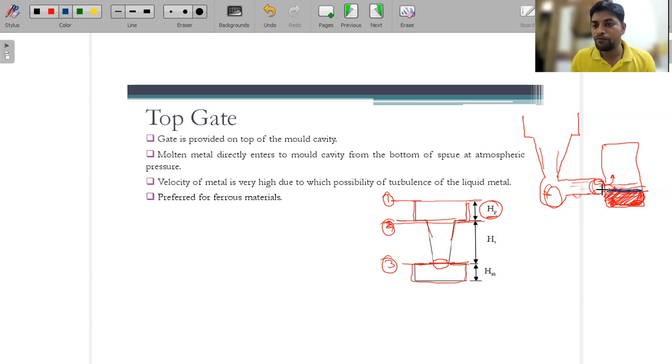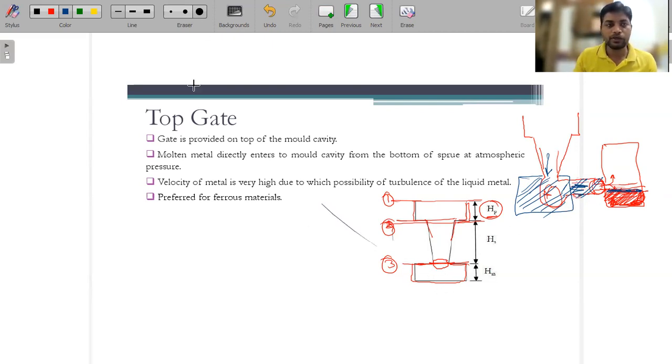Now if we are filling only this area, what is the meaning of using the runner? There is no need, because it is just flowing the material. Why can't I keep the mold cavity directly over here, so the metal flows directly into the mold cavity? That prevents unnecessary flow of the molten material into the runner. That's why the figure is drawn like this.